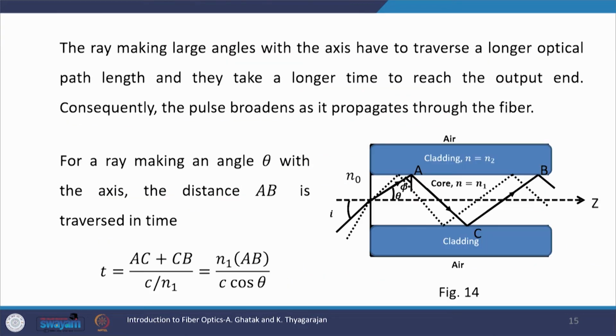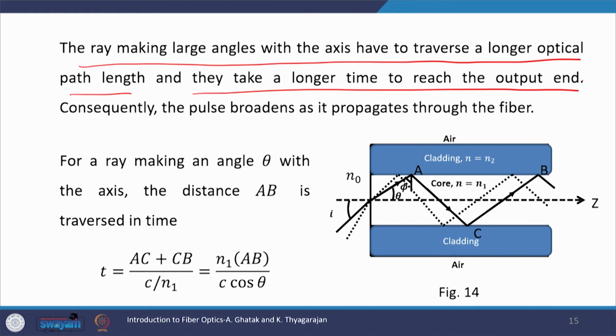Now, the rays making larger angles with the axis have to travel a longer optical path length and they take a longer time to reach the output end. This we already discussed. The dashed ray is making a larger angle with respect to the optical axis of the fiber, while the continuous black ray is making a smaller angle. Therefore, the dashed ray will take a longer time to reach the output.